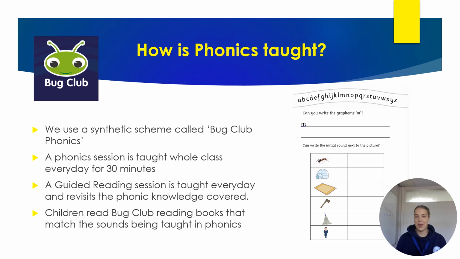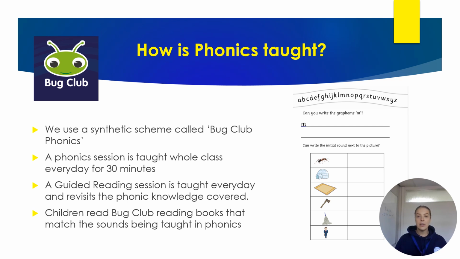So how is phonics taught here at Ashdean Primary School? We use a synthetic scheme called Book Club Phonics. A phonics session is taught whole class every day for 30 minutes. Phonics is taught across all of Key Stage 1. During a phonics session, children will revisit prior knowledge and then learn a new grapheme phoneme correspondence. Once this has been taught, they will have the opportunity to independently practise and apply their knowledge through reading or writing.